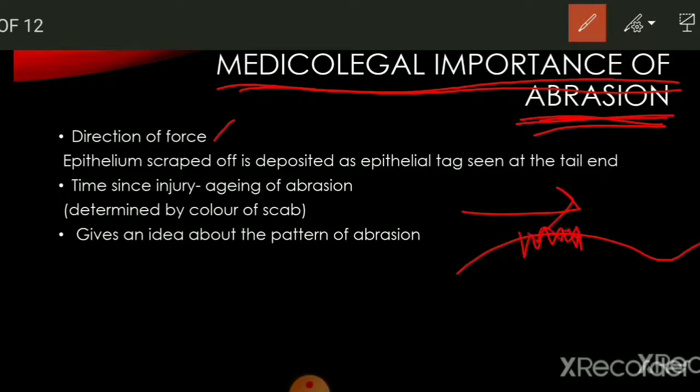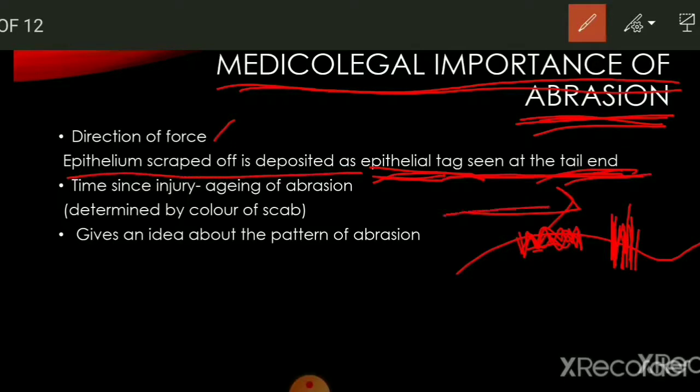So the epithelium here will be scraped, and this scraped epithelium is deposited here. The scraping of the epithelium occurs here, and there will be deposition of epithelium over here. The epithelium which is scraped off and deposited is known as an epithelial tag, and it will be deposited at the tail end. Epithelial tags are nothing but epithelium which is scraped off.